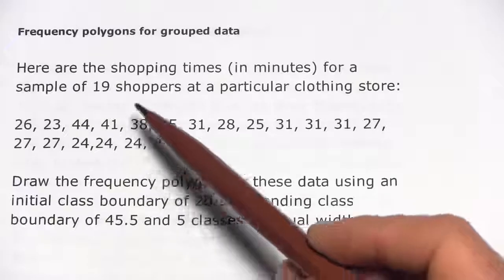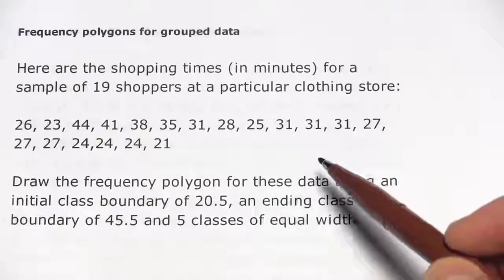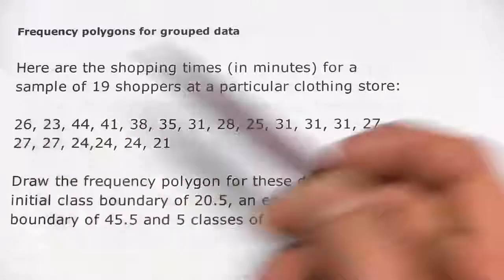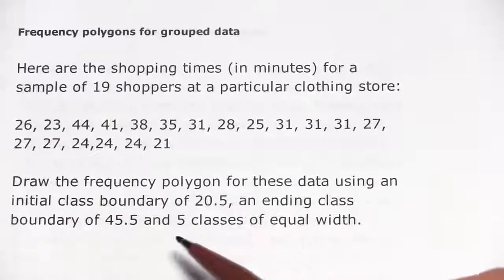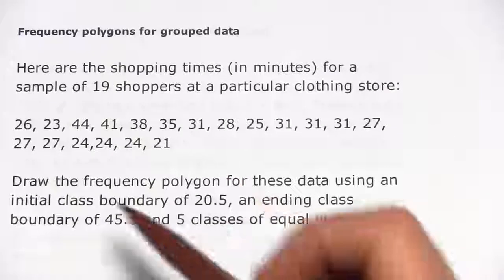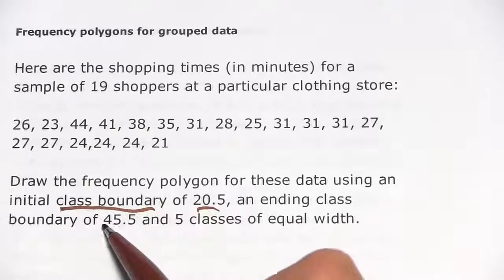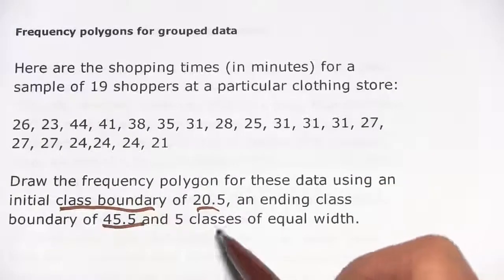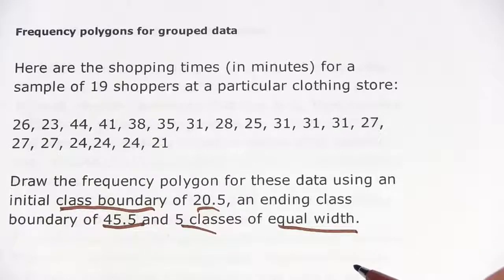In this particular problem, it says here are shopping times in minutes for a sample of 19 shoppers at a particular clothing store. So somebody shopped for 26 minutes, somebody else shopped for 35, etc. It says draw a frequency polygon for these data using an initial class boundary of 20.5 and an ending class boundary of 45.5 and 5 classes of equal width. So what does all that mean?